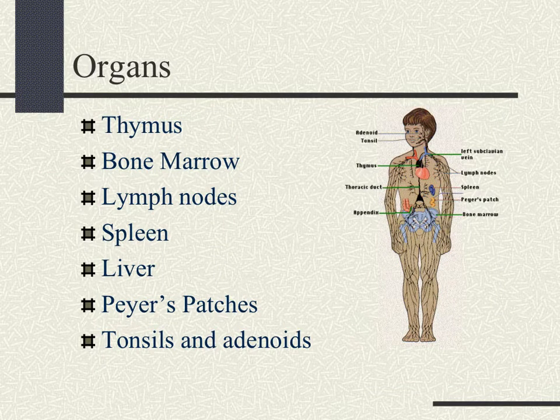The organs of the immune system include the thymus and the bone marrow, lymph nodes, spleen, liver, Peyer's patches, tonsils, and adenoids. The thymus and the bone marrow are the primary organs. The rest are secondary organs, along with the appendix and lungs. There's more information in your book on page 54 in table 2.1.